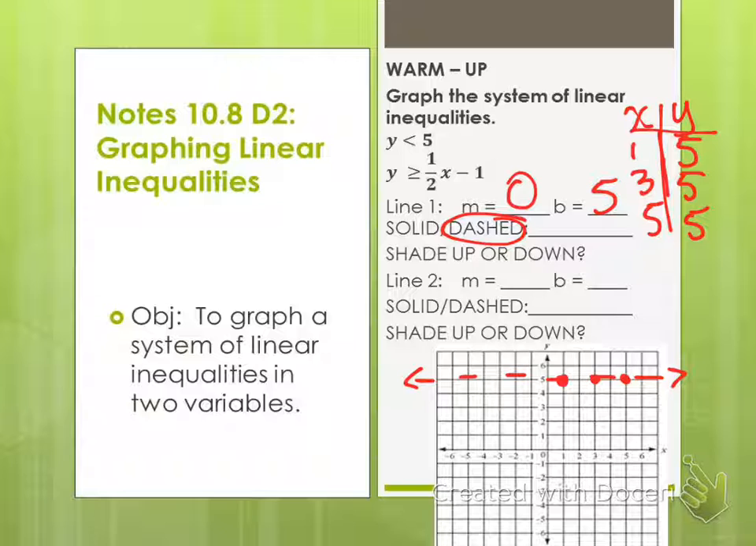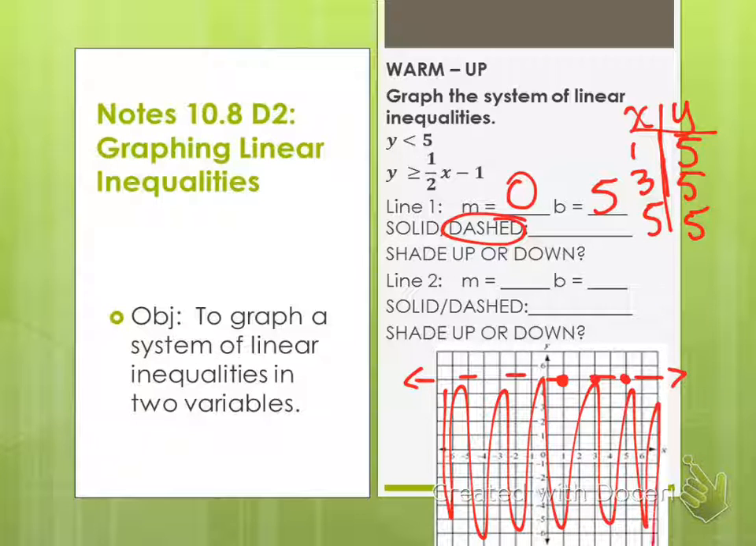That's our B. All right, so let's decide if we're going to shade up or down. Who thinks they know where to shade? Shannon? Down. Very good. We've got a less than symbol, so we should shade down. Remember, when we shade, we do it a little lightly. Don't color it in super dark just yet. We still have to graph and shade for our second line.